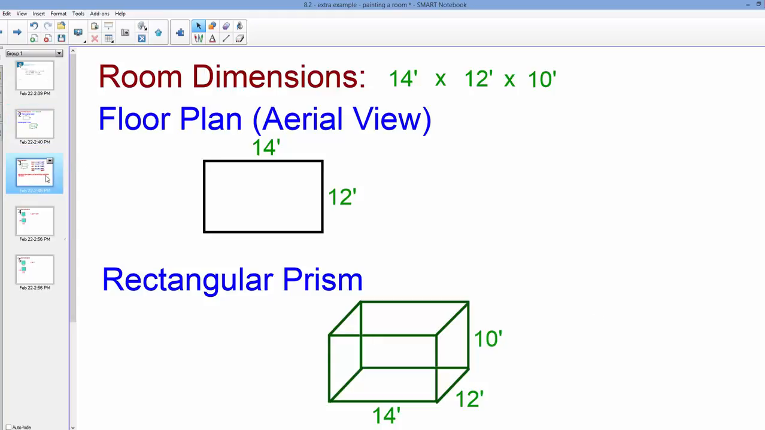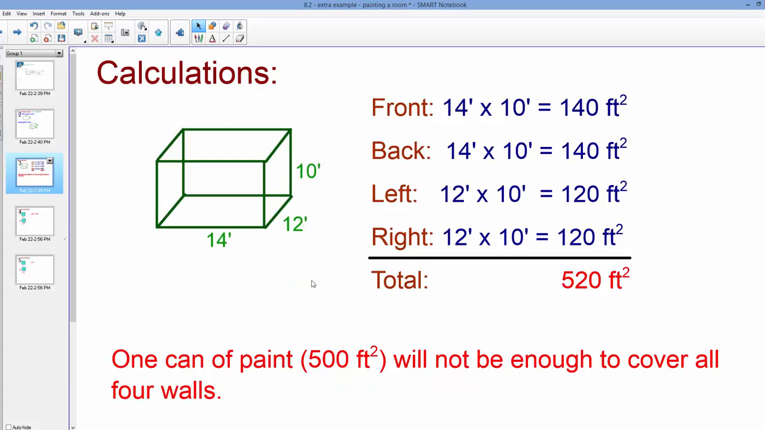So in this example, I'm going to use a prism to help us visualize what we're trying to do. We're trying to find the area of the 4 walls of the room. Each wall is a rectangle. So using our prism here, we would find the area of the front, the back, the left, and the right wall. All the walls being rectangles, they all follow the same formula, base times height. If you add all the areas together, you would get a total area of 520 square feet.